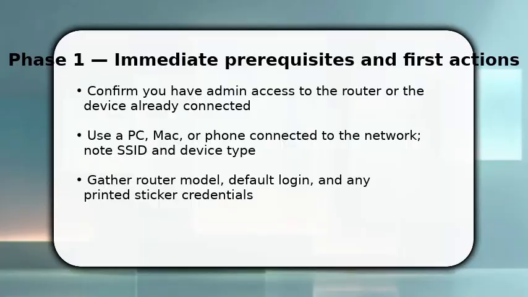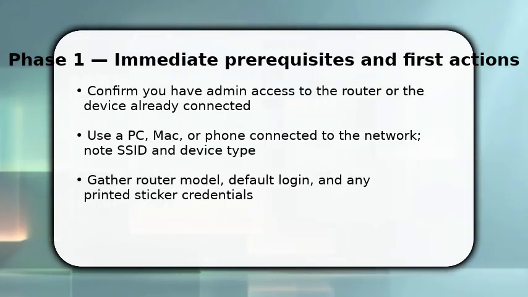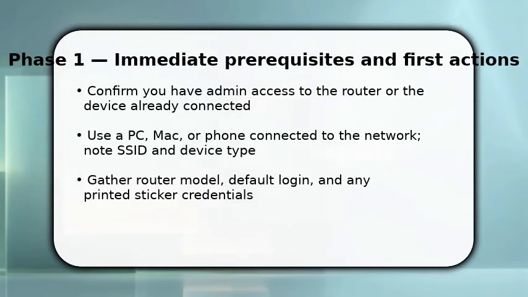Please enjoy the video. You're starting with what you already have: a connected device and permission to access settings. Open the connected device's network settings now and note the SSID. Then, locate the router model or sticker. Many routers include a default SSID and password.